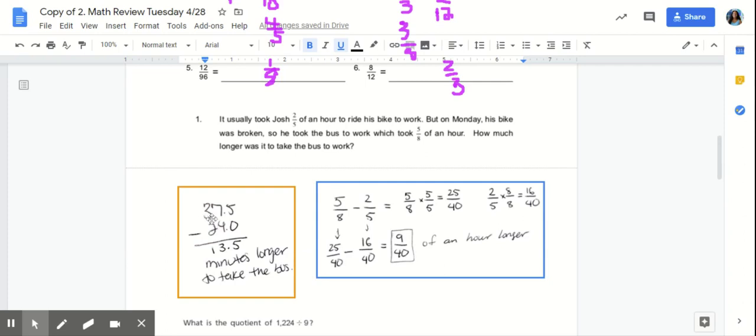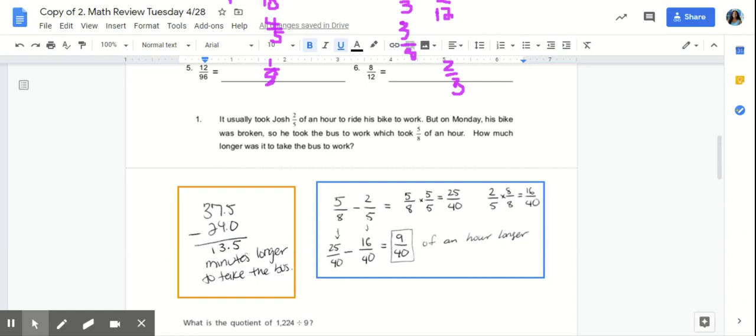So then we'll be able to answer this problem. How much longer was it to take the bus to work? So we know here that we're going to be using subtraction because we want to know how much longer something was than something else. So we're going to figure out the difference. So I subtracted 37.5 minutes by 24 minutes, and we know that it'll take 13.5 minutes longer to take the bus.